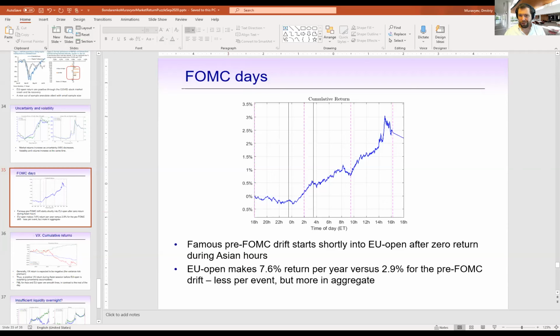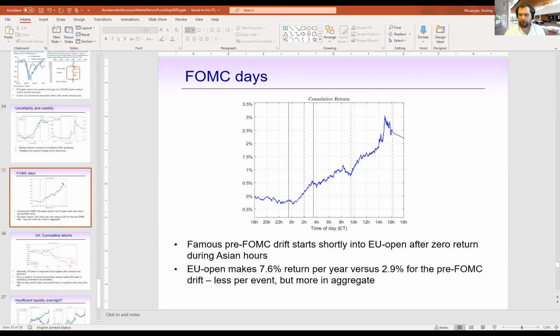So what you can see is that EU Open returns are slightly larger on FOMC days than on other days, but if we exclude those, EU Open returns decrease a little bit, they still remain very large. I think we have the numbers in the paper. The way we think about this is that on FOMC days, you can earn a lot, but only 8 times a year. EU Open, you can make some money almost every other day.